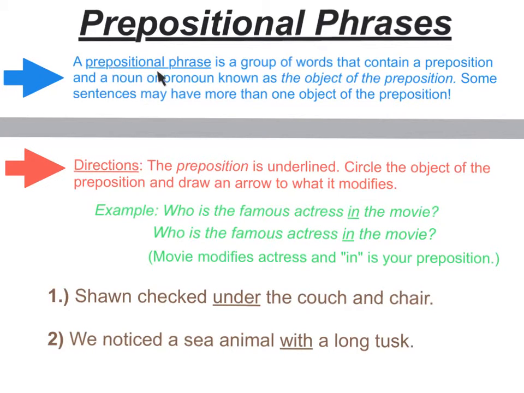A prepositional phrase is a group of words that contain a preposition and a noun or pronoun known as the object of the preposition. Some sentences may have more than one object of the preposition. So basically it consists of prepositions, other words such as articles and adjectives, and finally the object of the preposition. The directions are: underline the preposition, circle the object of the preposition, and draw an arrow to what it modifies. Who is the famous actress in the movie?